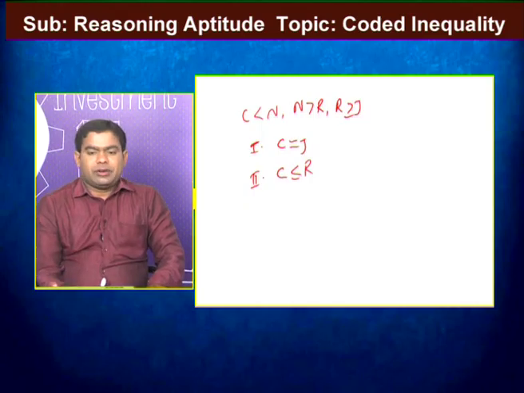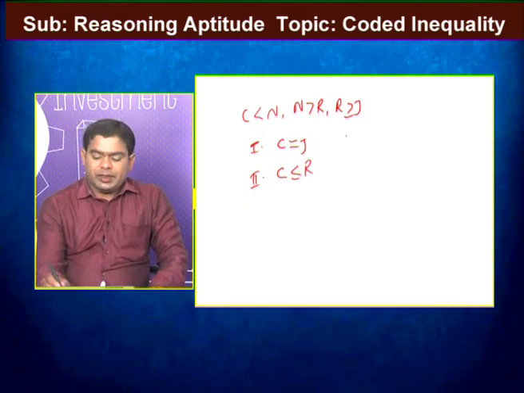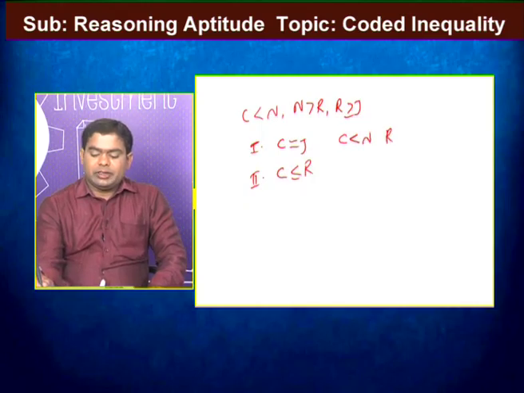First of all, we combine the given statements. That one is C less than n, n greater than r. That means n is related with r, so we take the greater than. Again, r is related with j, that means r greater than or equal to j.